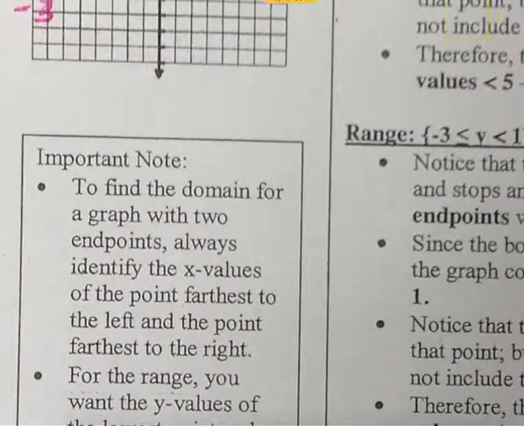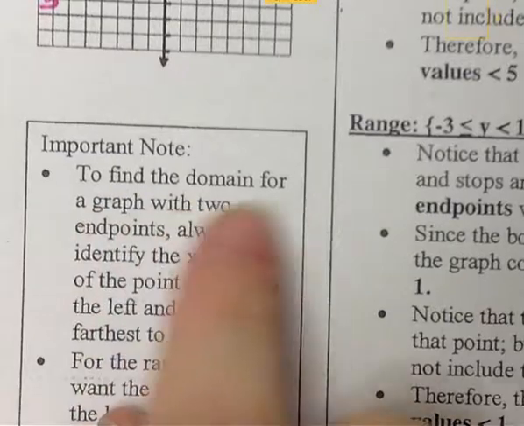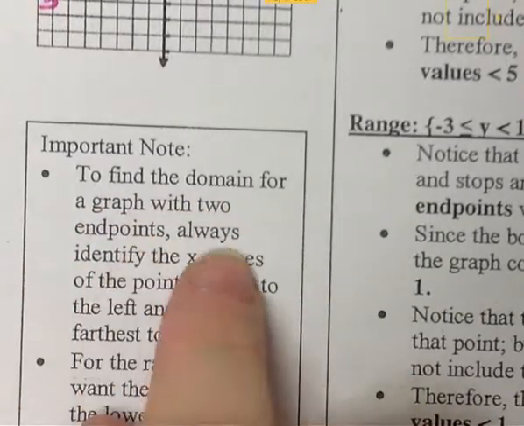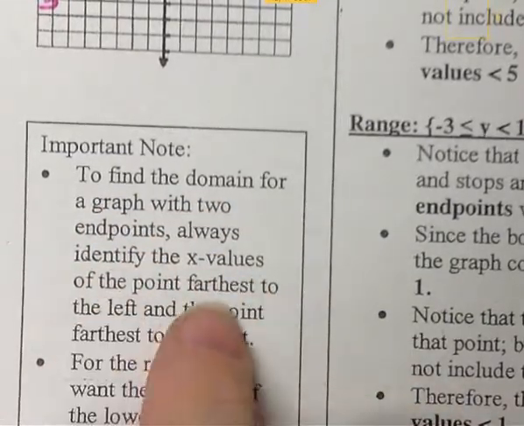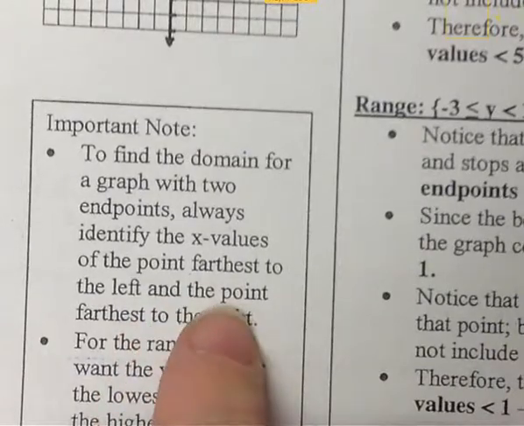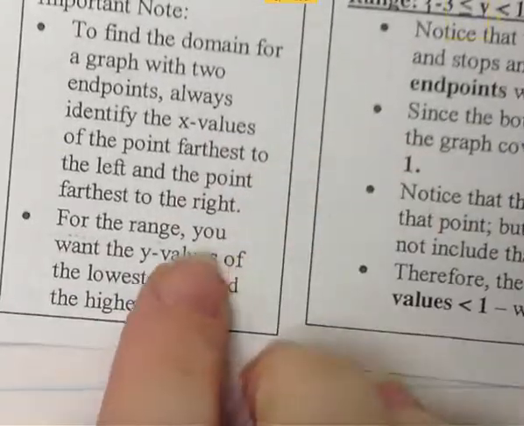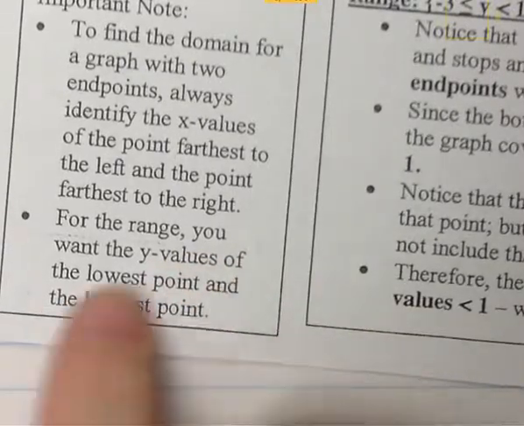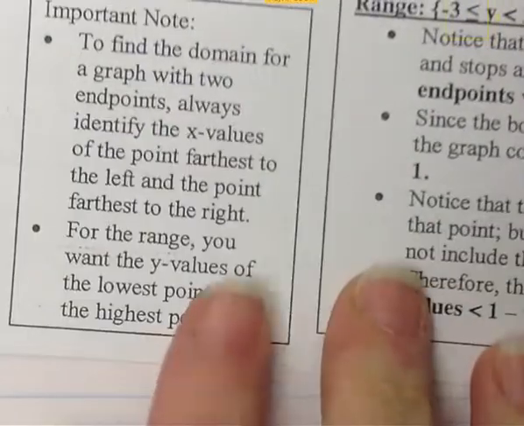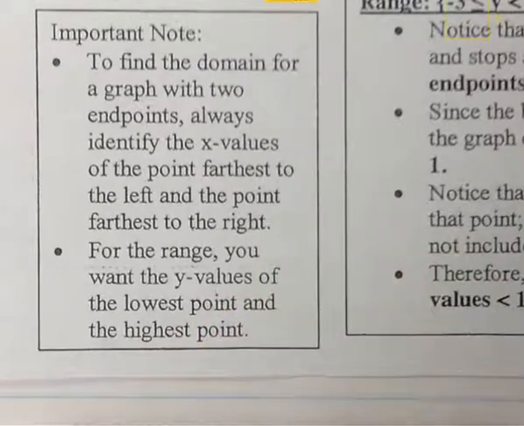So I'm going to make sure, the important note, to find the domain for a graph with 2 endpoints, always identify the x values of the point farthest to the left and the point farthest to the right. For the range, you want the y values of the lowest point and the highest point. This is if you have 2 endpoints, because it's going to be between those 2 values.